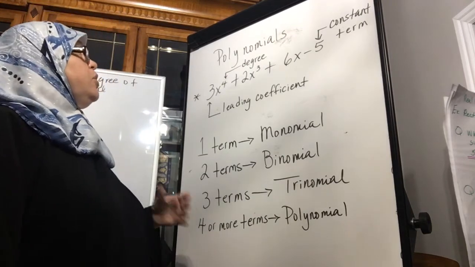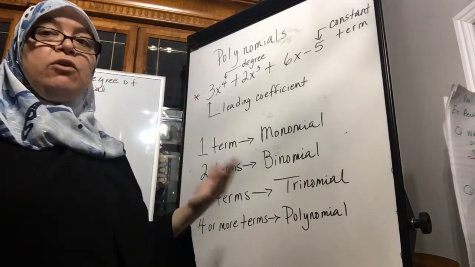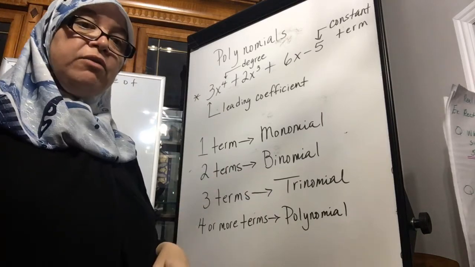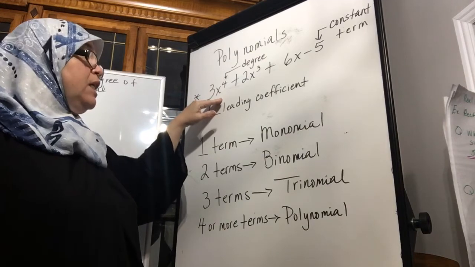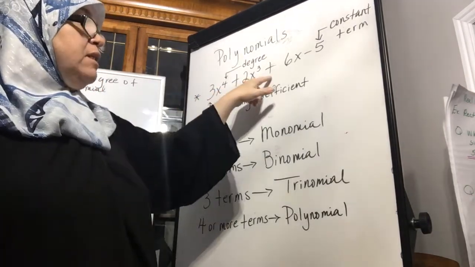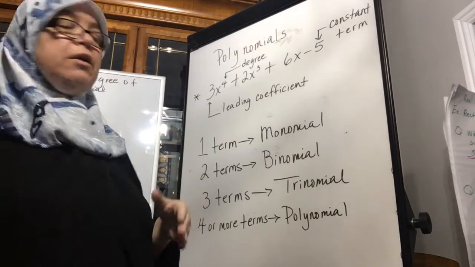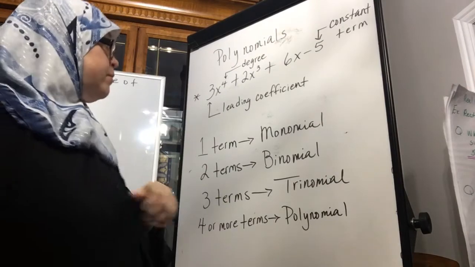Okay? So a term basically means you might have a leading coefficient. You might not have a leading coefficient, but you will have at least one variable. And then how do you know the difference between terms? If you have a plus or a minus in between. So 1, 2, 3, 4 terms again, okay?